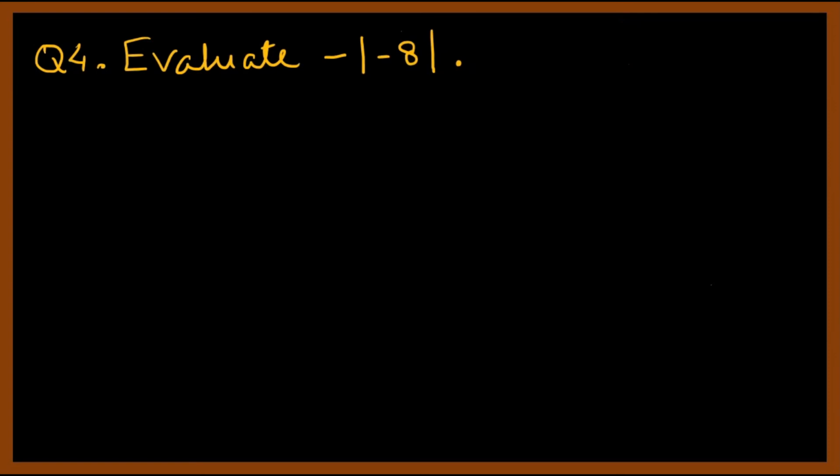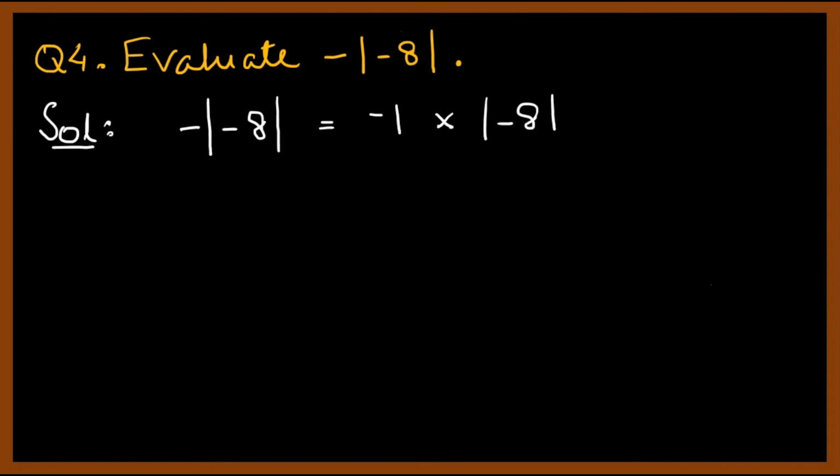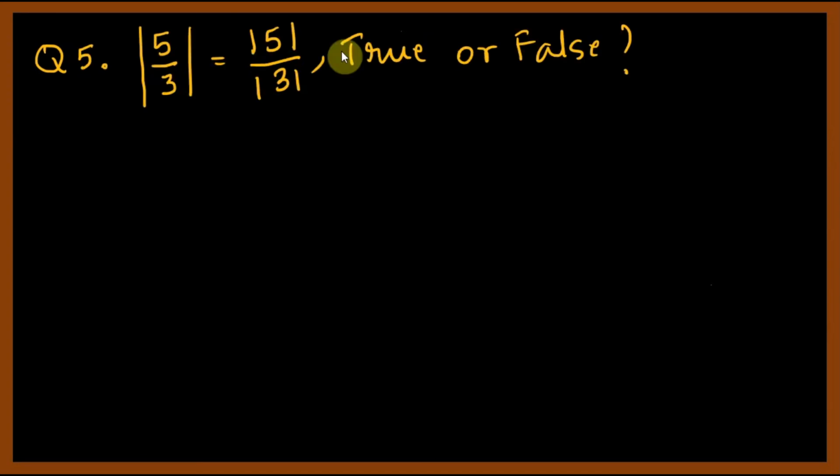Evaluate the negative of the absolute value of -8. The negative of the absolute value of negative 8 is the same as negative 1 multiplied with the absolute value of negative 8, which is equal to negative 1 multiplied with 8, which is equal to negative 8.